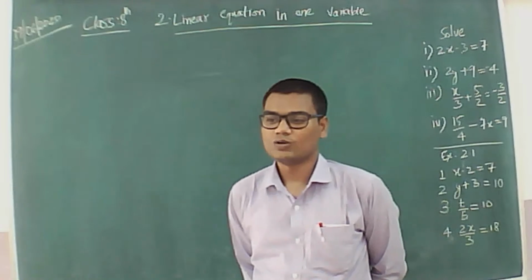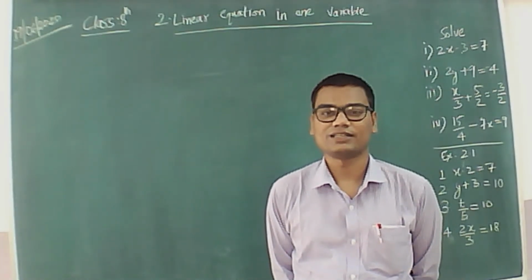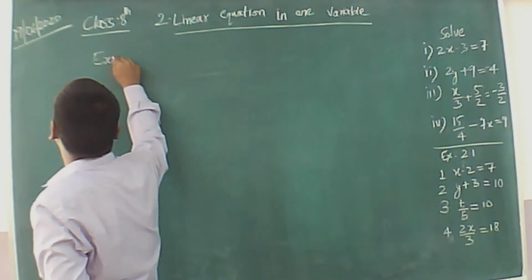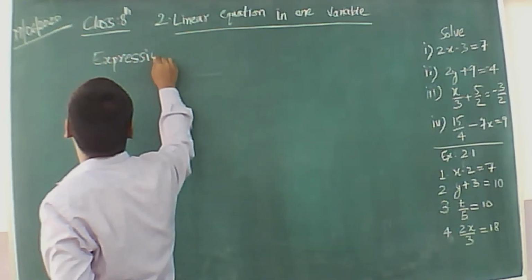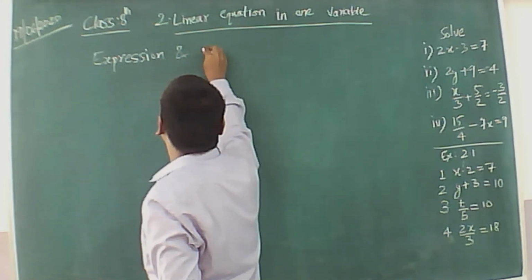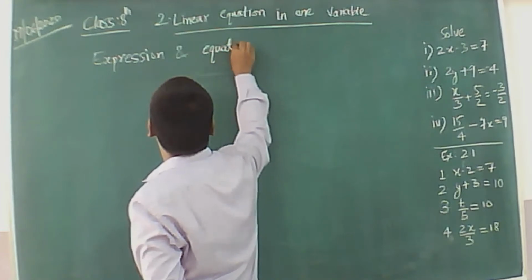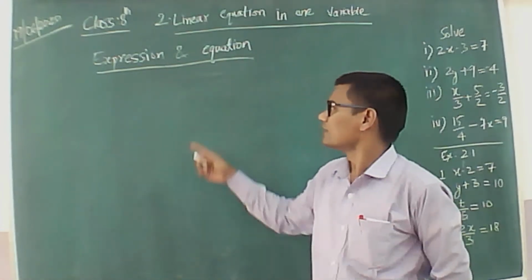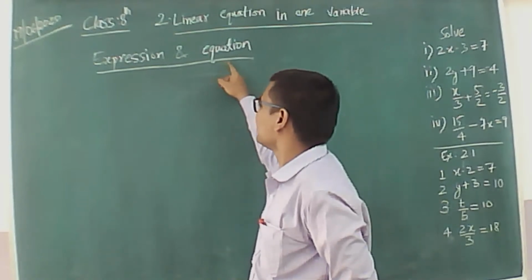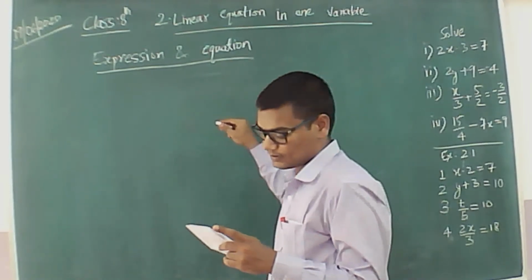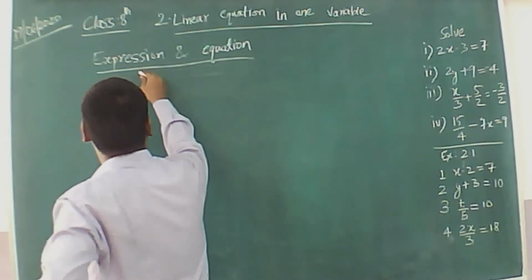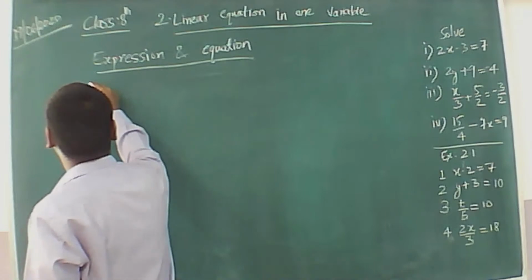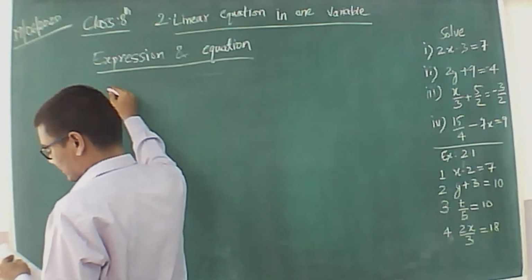First of all, we should know what is the difference between an expression and an equation. In an equation, we know that there is an equal to sign. There is an equal to sign in an equation. Now let us look at some equations.